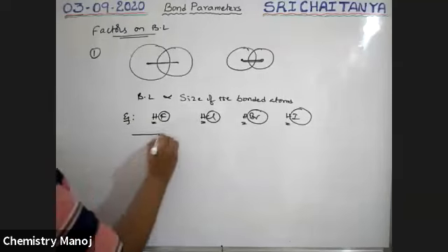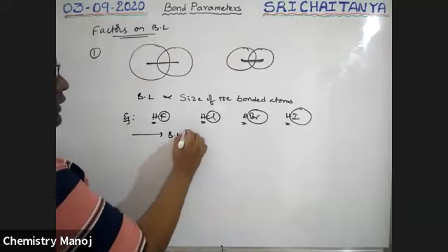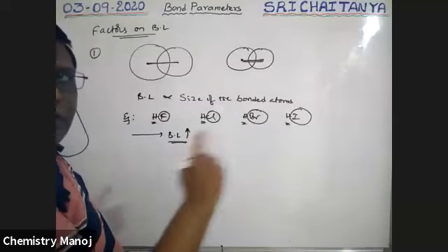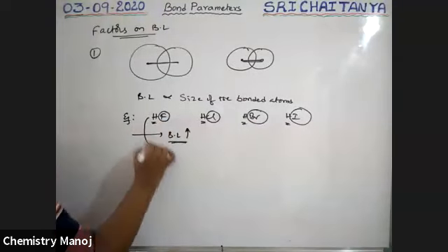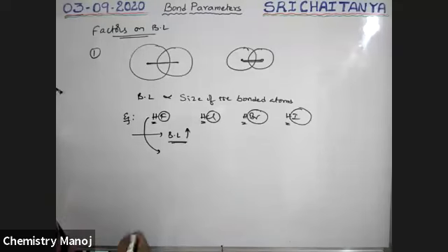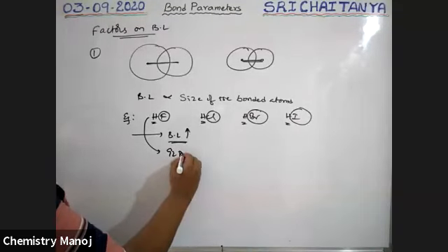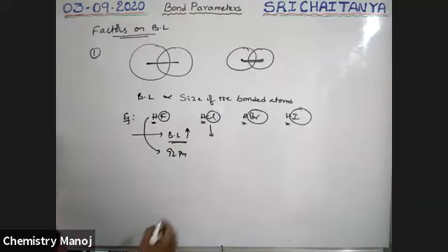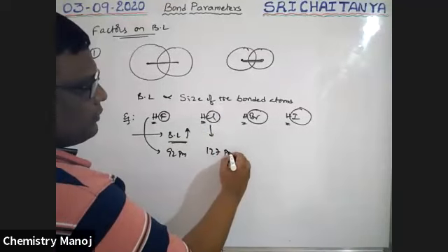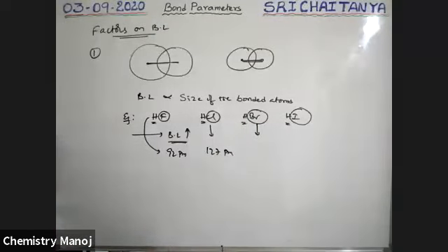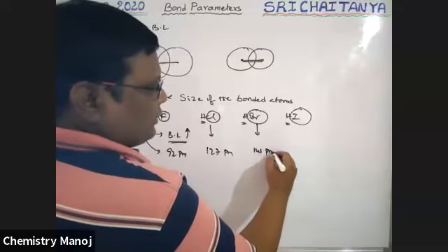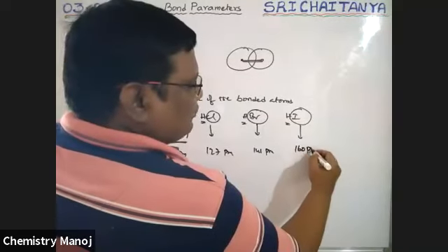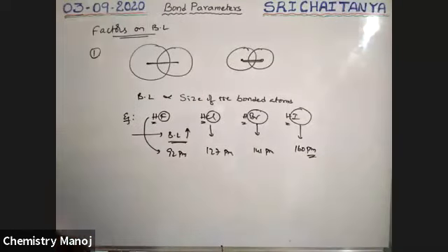That means from left to right, bond length increases, because the size of one of the bonded atoms increases while the other is constant. In the case of HF, the bond length value is 92 picometers. For HCl, the bond length is 127 picometers. For HBr, it is 141 picometers. For HI, it is 160 picometers. Picometers is the unit for length.